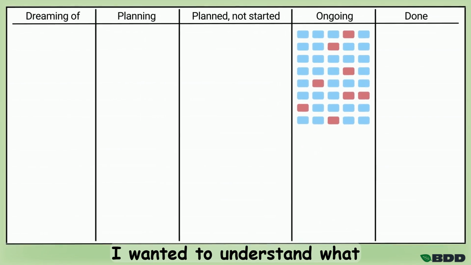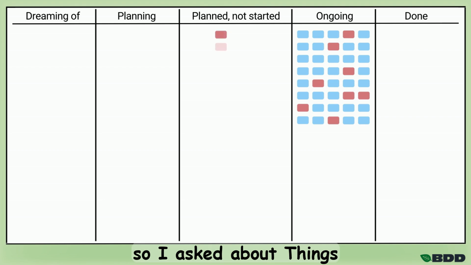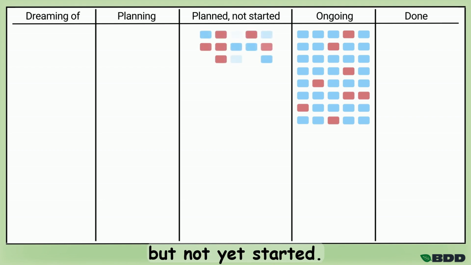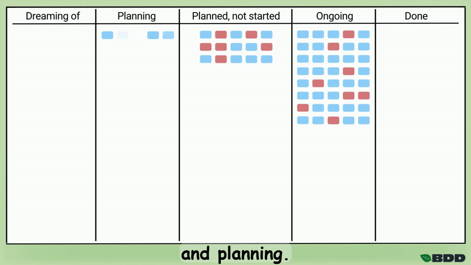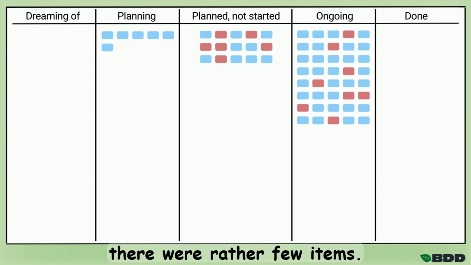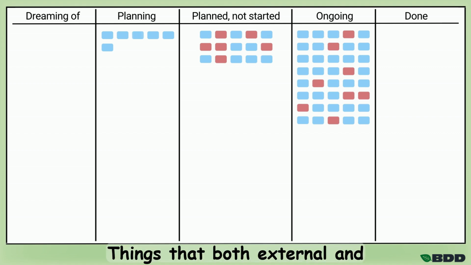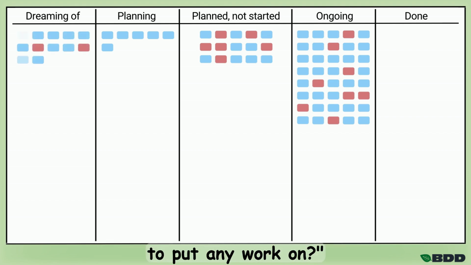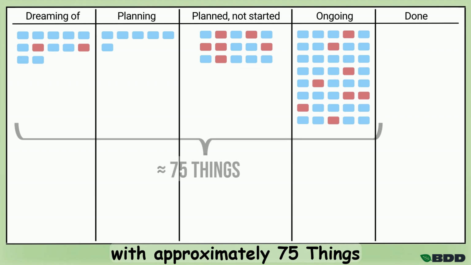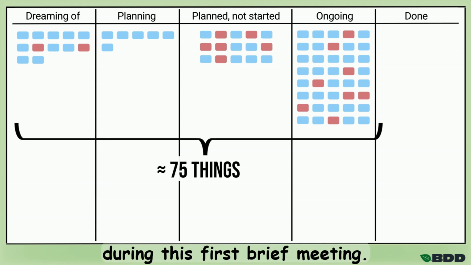Next, I wanted to understand what else was in line, so I asked about things that had been planned but not yet started. It was a relief that this stage had a lot fewer items. The third state I requested was things currently under analysis and planning. Also, in this case, there were rather few items. And lastly, things that both external and internal users desired. I asked, what things are you dreaming of, but have not yet had the chance to put any work on? In total, we were able to populate the board with approximately 75 things during this first brief meeting.